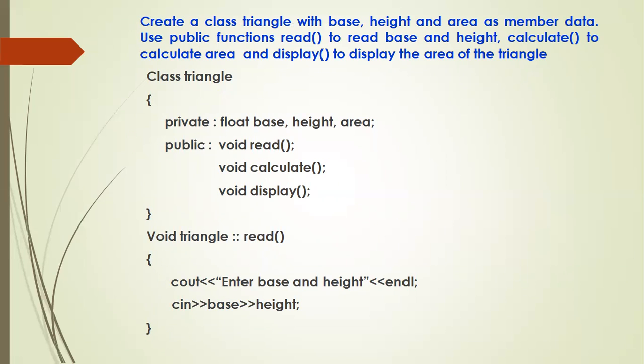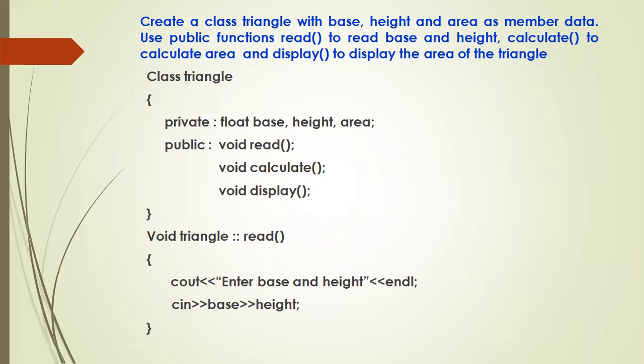Class triangle. Under the private access specifier, declare the member data: float base, height, area. Then you write the prototypes of all three functions. Public: void read, calculate, display. All these three functions belong to the category of function without argument, without return value. No return value means void. Then the function name, within the parenthesis, open the parenthesis, close it, semicolon, semicolon, semicolon. Then you have to close the class. One semicolon is missing here for the closing of the class.